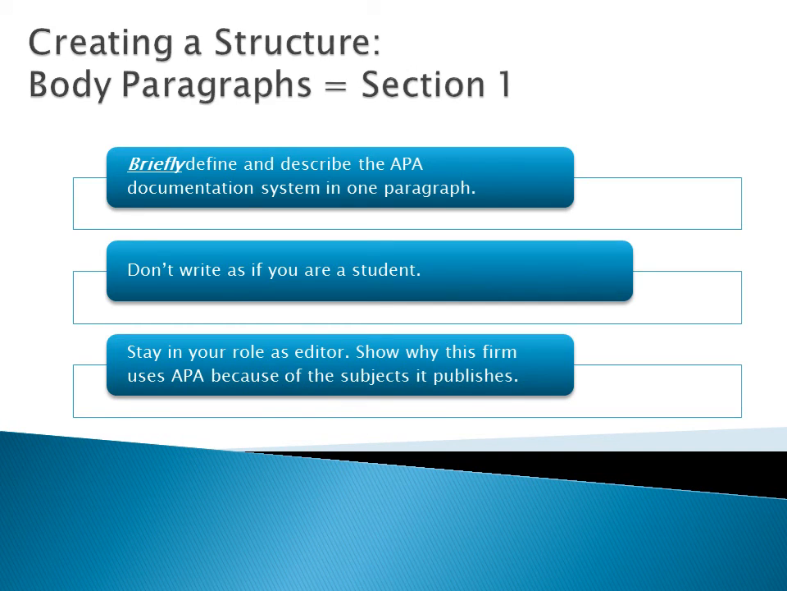Now let's talk about the body of paragraphs. There's 3 sections here. So this is the first one. Briefly, keyword here, it's italicized, it's underlined. Briefly define and describe the APA documentation system in 1 paragraph.